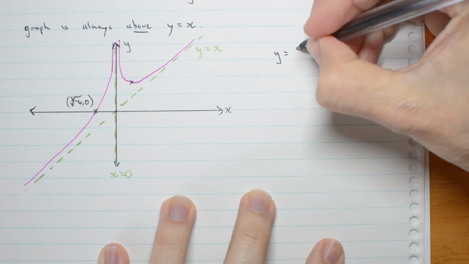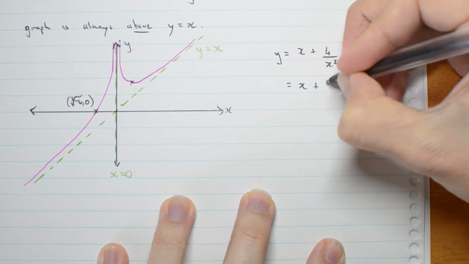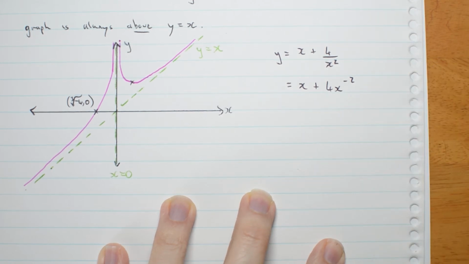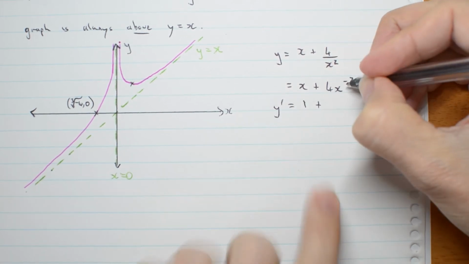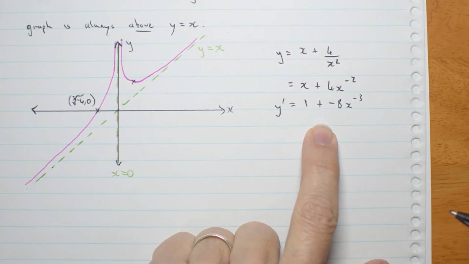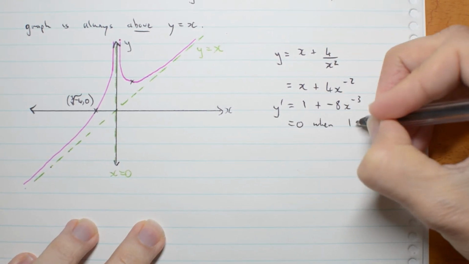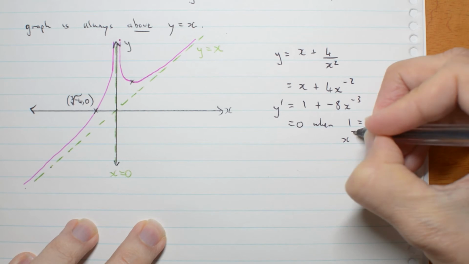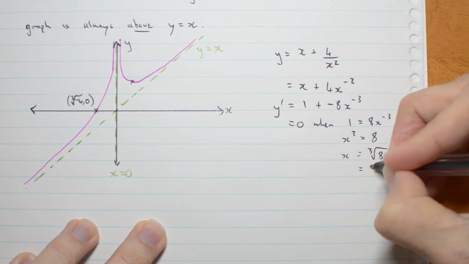So, let me rewrite my function. y equals x plus 4 on x squared. I'm going to rewrite that like this, x to the -2, because that's much easier to differentiate. So y dashed then is 1 plus -8 x to the -3. Okay, that's 0 when 1 equals 8x to the -3, which means x cubed must be 8, x must be the cubed root of 8, which is 2.